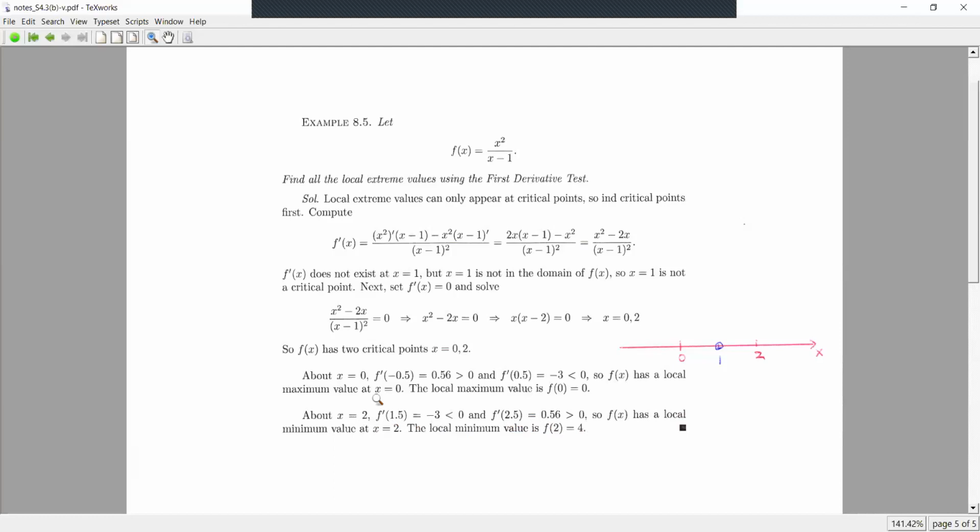That means that the original function, its graph is decreasing, derivative less than 0, decreasing on the left, then increasing on the right of this point. So therefore, the function f has a local minimum value at 2. The local minimum function value is 4. Plug in 2 into the function to get 4.